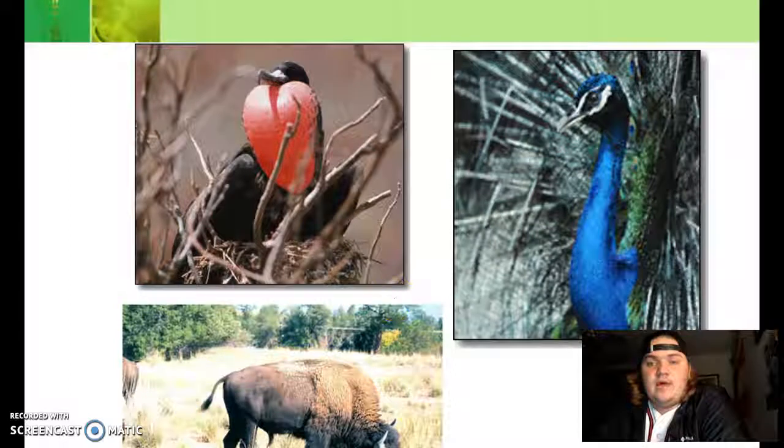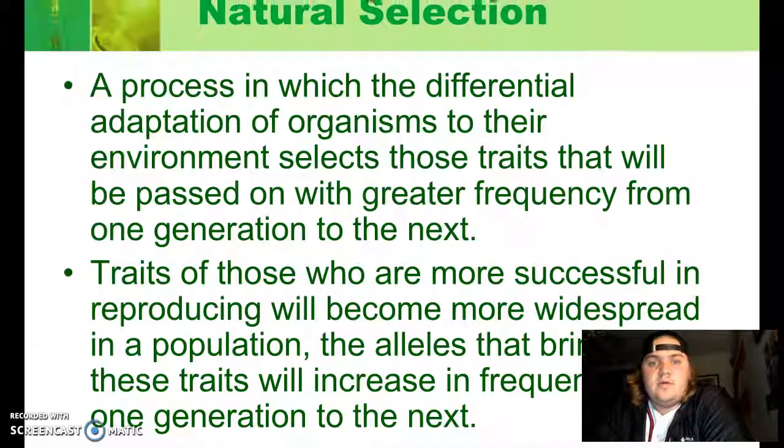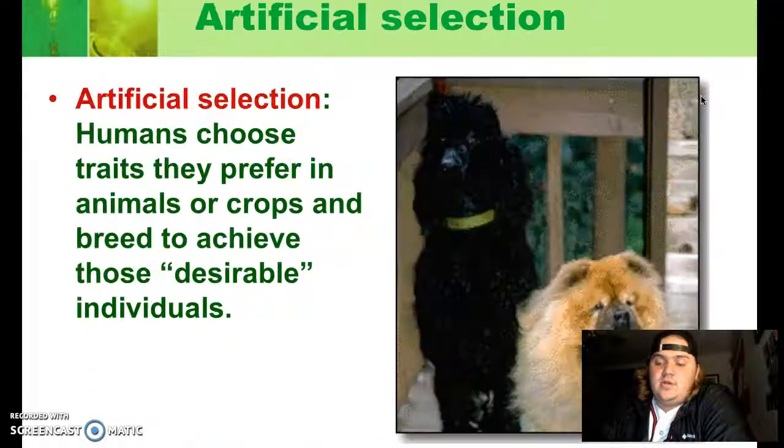I think it's showing how the male species grow horns, and I can't think what those are called. Just spread their feathers out. Birds pop their chest. Natural selection is a process in which the differential adaptation of organisms to their environment selects those traits that will be passed on with greater frequency from one generation to the next. It's just that traits which are most successful in reproducing will be more widespread in the population. If it works, it's going to pass down in the animals' genes and their alleles and everything.